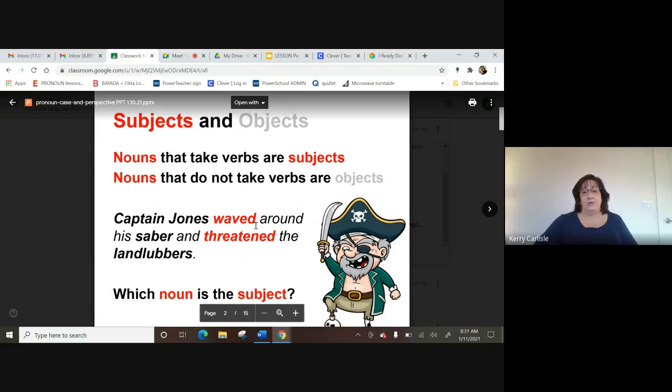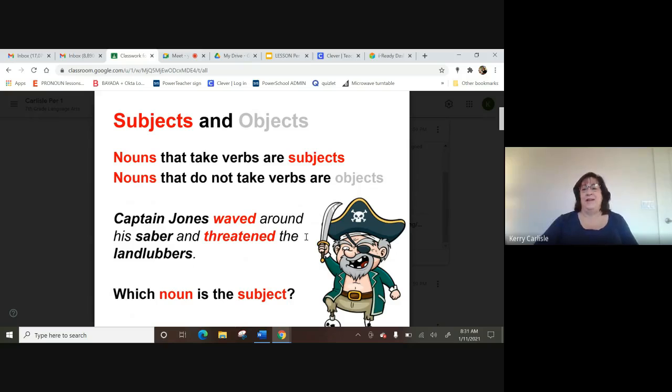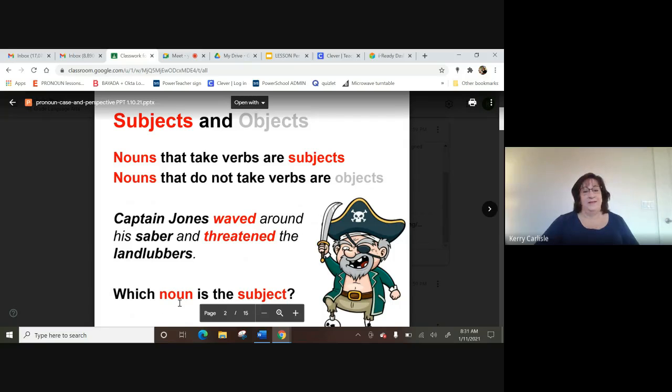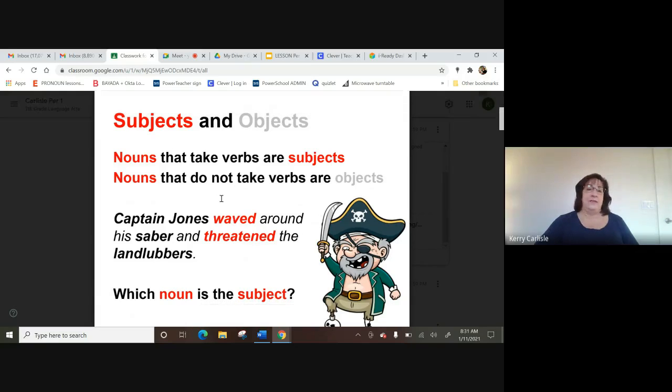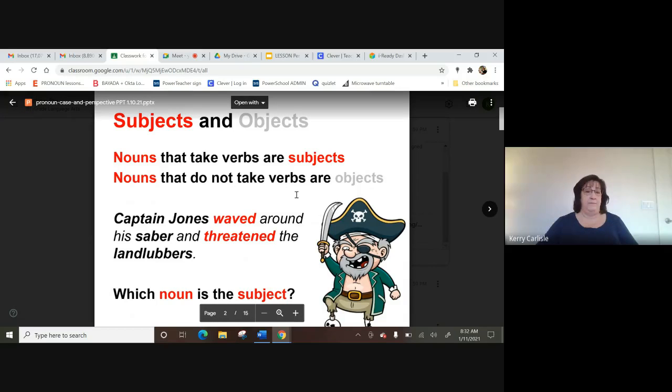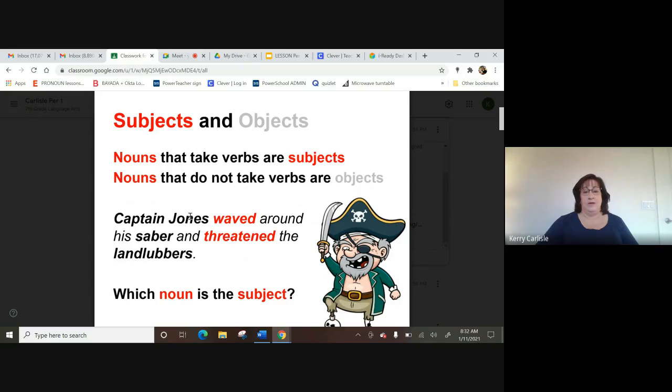Here's your example. Captain Jones waved around his saber and threatened the landlubbers, the people that are not sailors. So one of the important things about looking at subjects and objects and being able to find them is that you need to look at the verb. So what did he do? Well, Captain Jones obviously waved his saber, and he threatened. He did two different things. And then the landlubbers, he threatened them. They are receiving the action. So you can see that Captain Jones is the subject. He's doing all the action. The landlubbers are receiving the action.